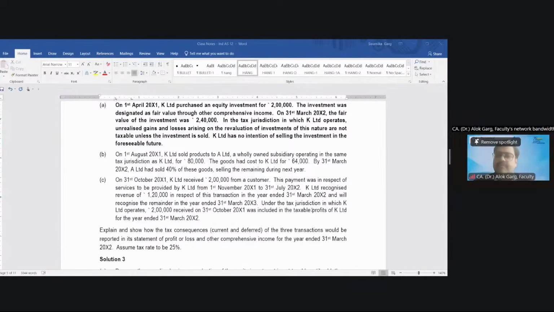Yes, sir. 38,400 worth of inventory is still lying in the consolidated financial statement. So basically, my 64,000 is the cost, and 60% of the inventory is lying. What is my tax base of the unsold inventory? What is my tax base?